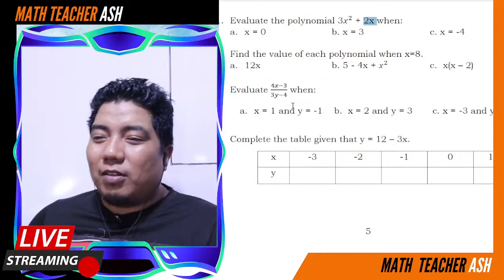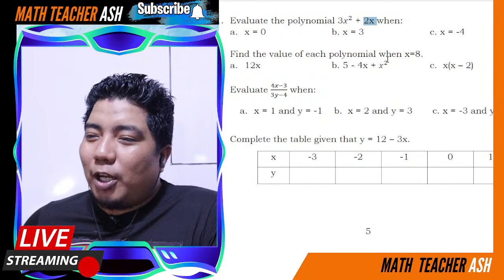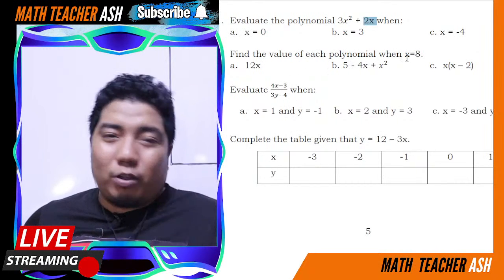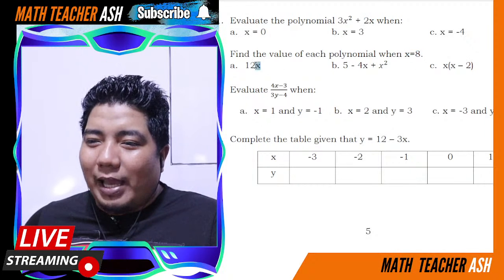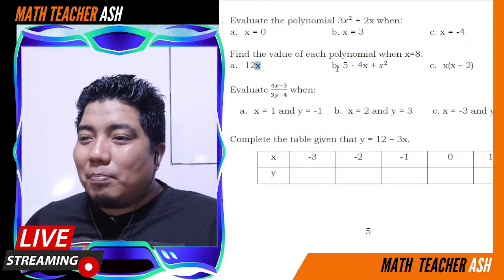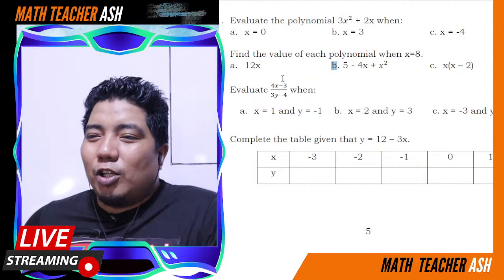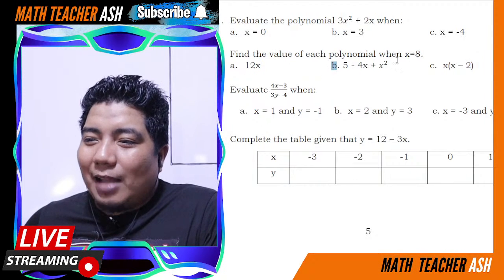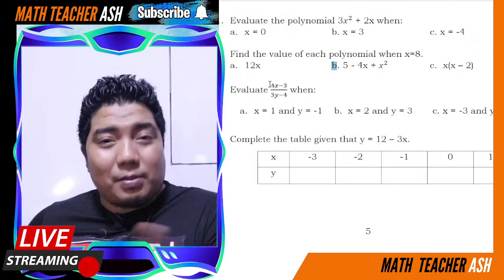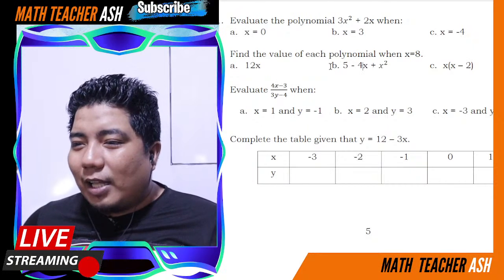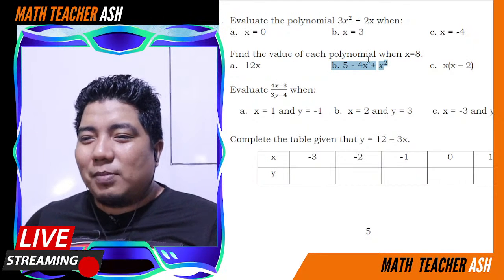Alright, how about number 2? Find the value of each polynomial when x is equal to 8. O ito, kabaliktaran naman. Itong value, 8, ipapalit mo dito sa mga x. Ng A, ng B, at saka ng C. So, of course, 12 times x, or 12x yan siya. So, 12 times x. Ano man si x? 8. So, 12 times 8. Okay. So, I will try to solve here kasi medyo madali lang yung 12 times 8.